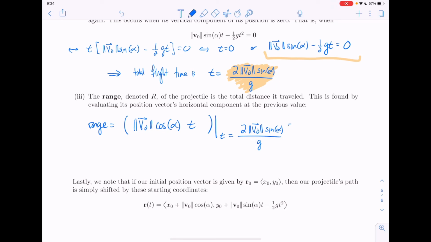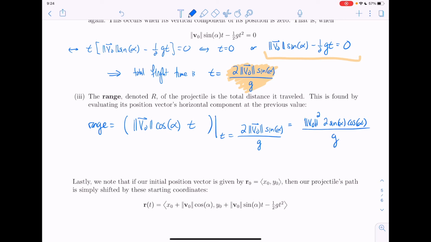And this is going to give us somewhat of a large object here. What are we going to get? We're going to get the magnitude of v0 squared. We're going to get a 2. We're going to get a sine of alpha and a cosine of alpha. And then we're going to get all that over g.